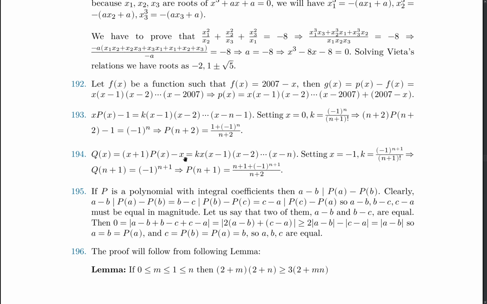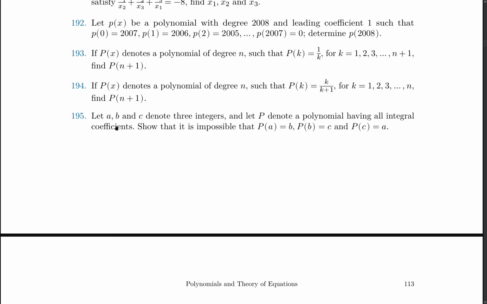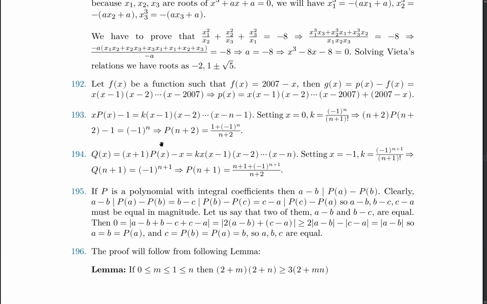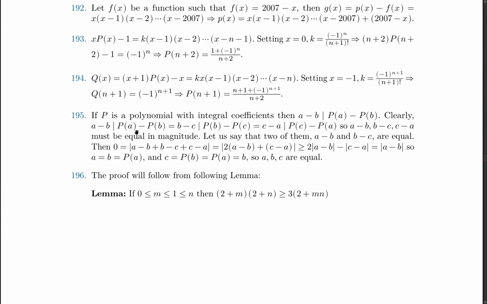Question 195 says that let a, b, c denote three integers and let p denote a polynomial having all integral coefficients. Show that it is impossible that p of a is equal to b, p of b is equal to c, and p of c is equal to a. So since p is a polynomial with integral coefficients, therefore a minus b will divide p of a minus p of b.